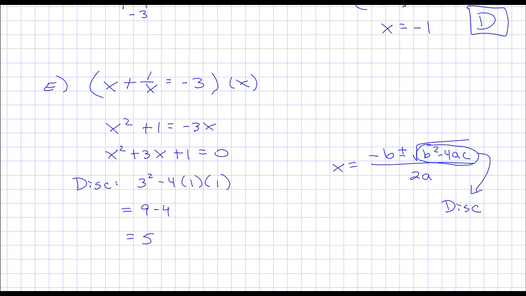Okay. So if I square root 5, well, that's going to be an irrational number. If you square root a prime number, it'll always be irrational. So there's no way my answers will turn out to be integers. And so that is why E is out. So again, D is the answer we're looking for.